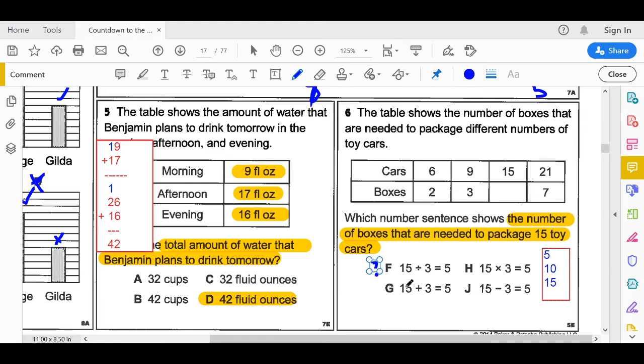Letter G, 15 plus 3 equals 5. Well, you know that is not true because 15 plus 3 is 18. So I'm going to cross that one out.